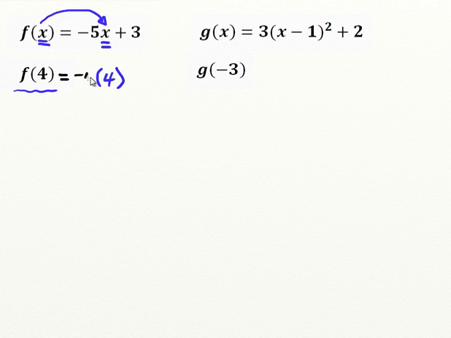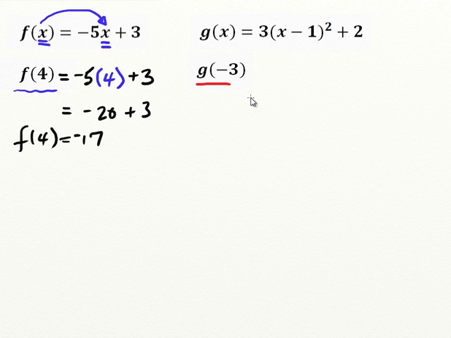The rest of the equation will remain exactly the same, and it will become negative 5 times 4 plus 3. Following our order of operations, we know that this is going to work out to be negative 20 plus 3, and finally negative 17, which means that the value of this function, when I substitute in 4 for x, is negative 17. And a little more about what that means when we finish working with the g at x function.